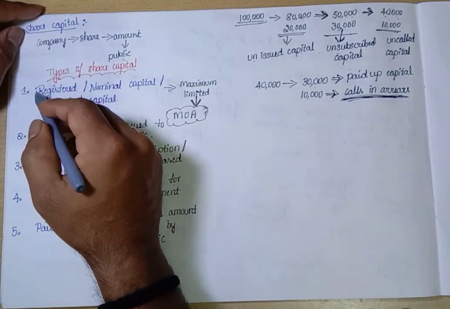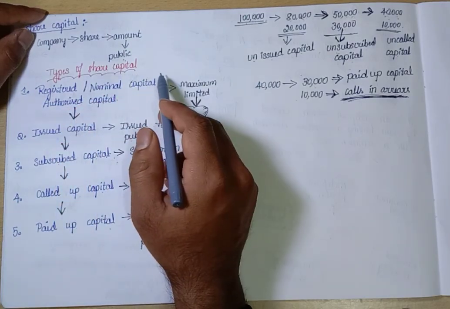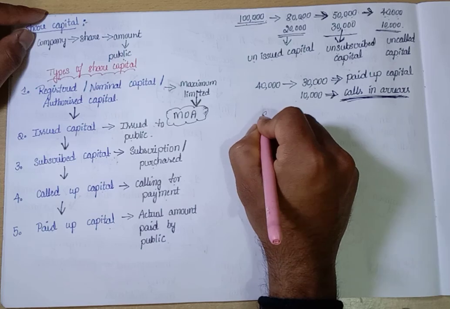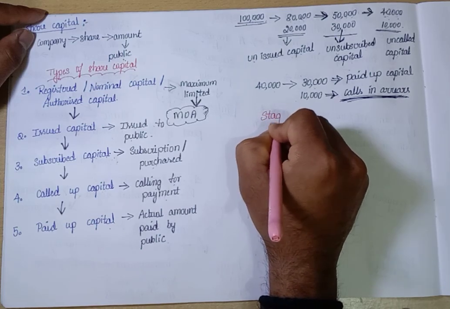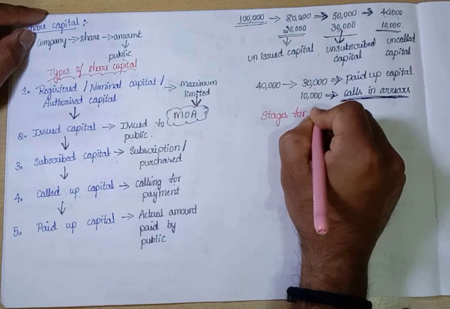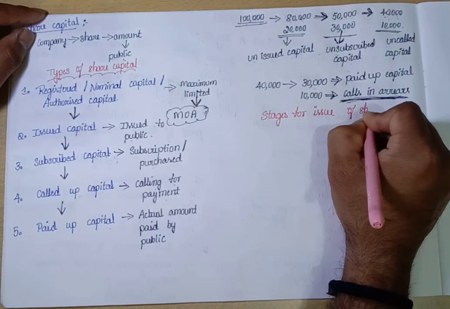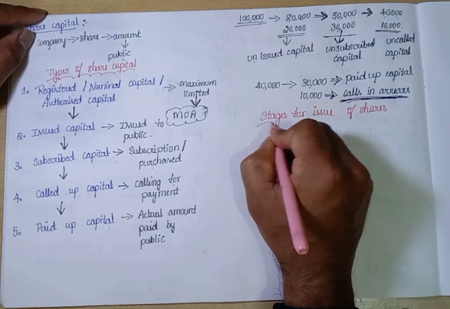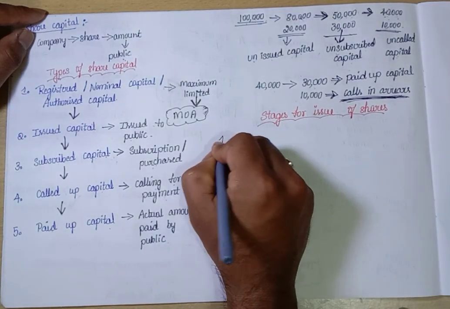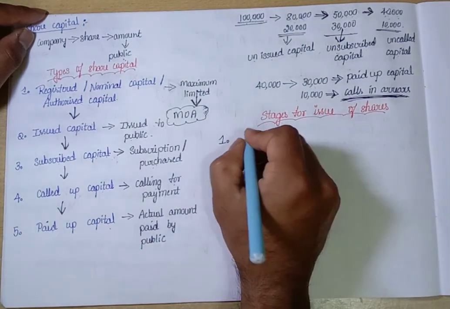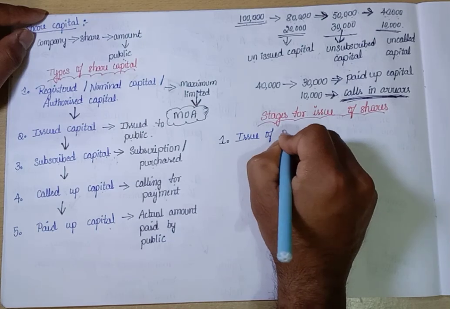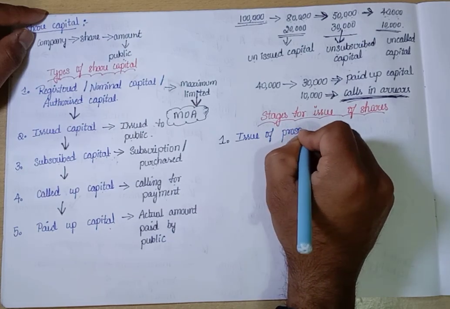Then these are the various types of share capital. So we know the types of share capital. Let us see the various stages for issue of shares. We have four stages actually. First one is the issue of prospectus.